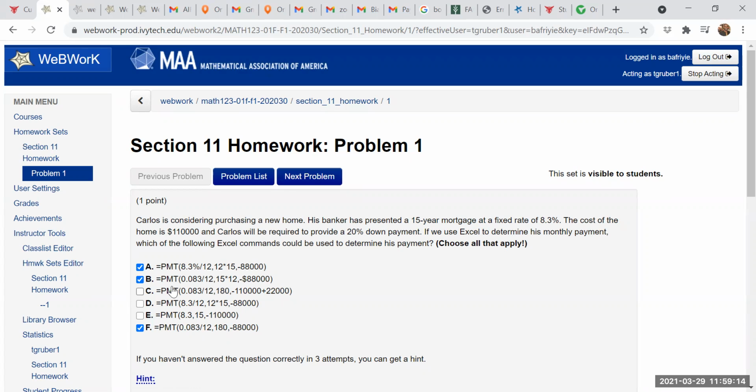So open Excel and try to put in this minus 11,110,000 plus 22,000 will still give you negative 88 or 88,000. Okay, so A, C, and F are the possible options. So if I were you again, I would open Excel to look at this. All right, let's go to problem number two.